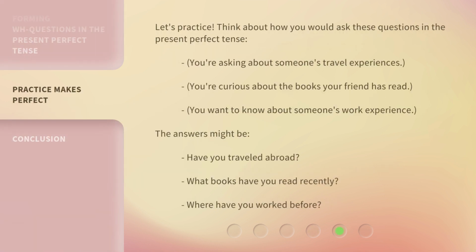Let's practice. Think about how you would ask these questions in the present perfect tense. You're asking about someone's travel experiences. You're curious about the books your friend has read. You want to know about someone's work experience. The answers might be: have you traveled abroad? What books have you read recently? Where have you worked before?